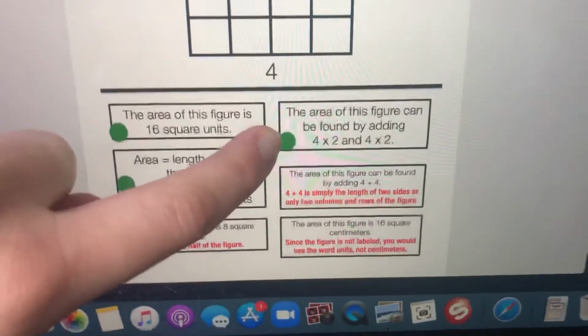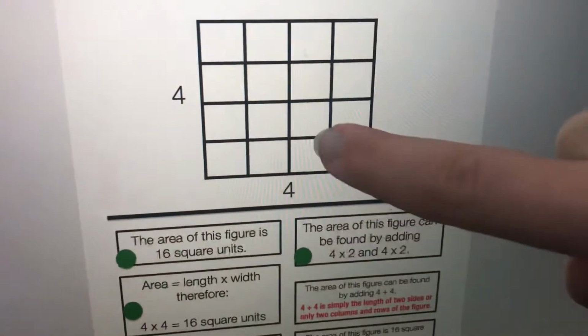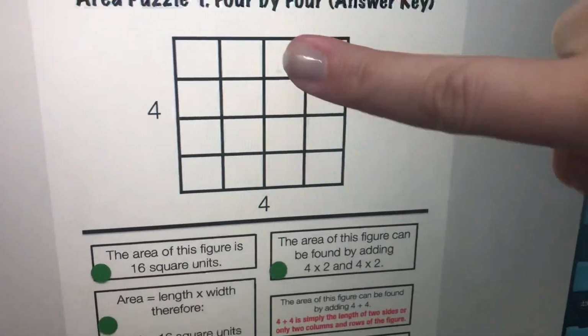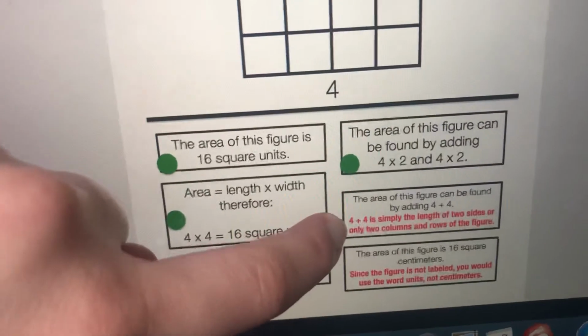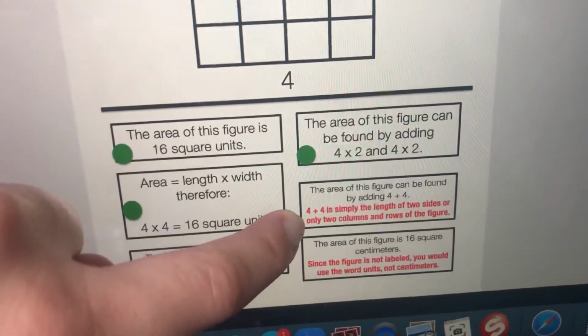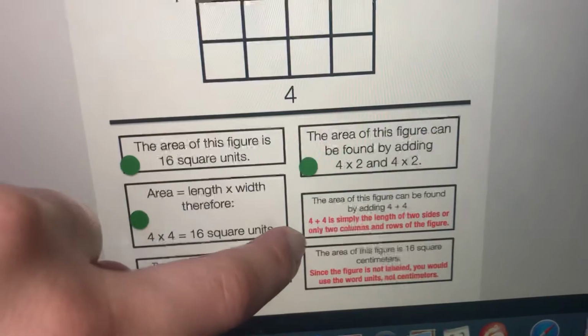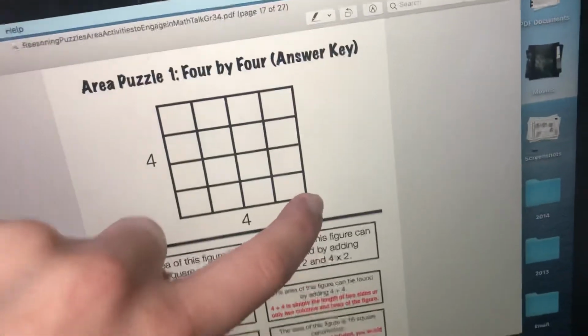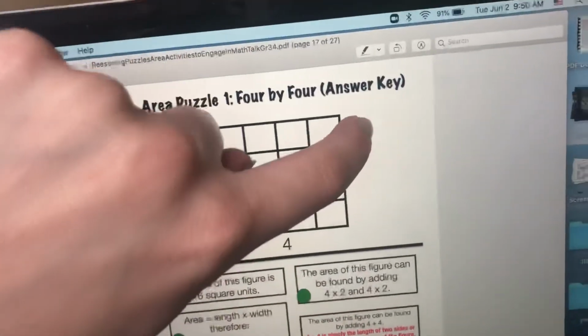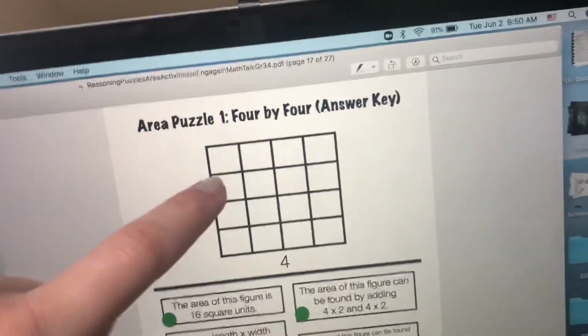The area can be found by doing 4 times 2, these 2, and 4 times 2. So you could do 4 times 2 here and 4 times 2 here. And 4 plus 4 is simply the length of the 2 sides, or only 2 columns and 2 rows. So if you add 4 plus 4, you would get half the perimeter, and then you'd add 4 more and add 4 more, and that would help you get the perimeter. But adding 4 and 4 won't get you all the filled in area in the middle.